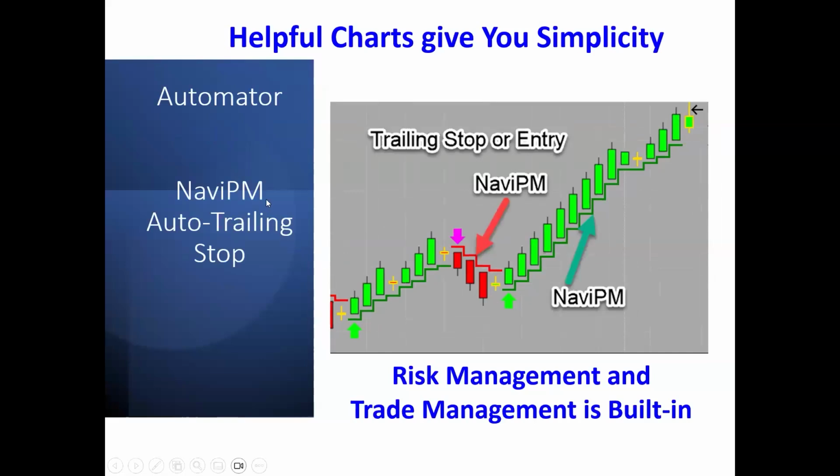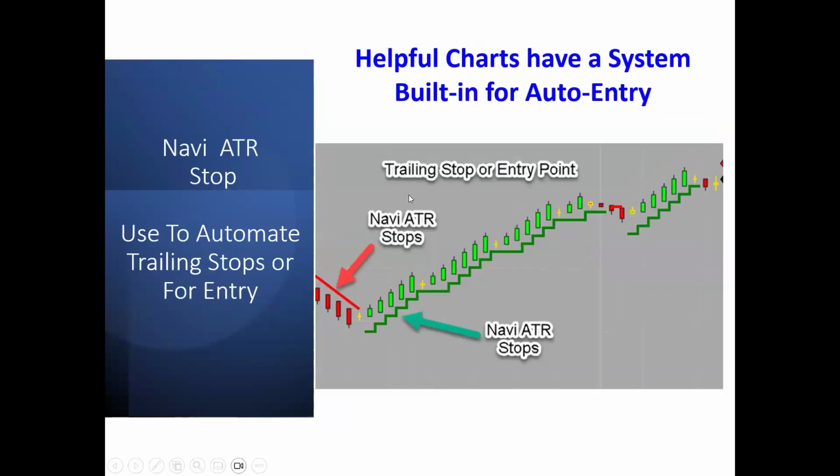All right, so the Navi bars are an indicator. Another indicator we have is the Navi PM indicator. It puts the green line below the green bars and the red line above the red bars. It shows you direction, and also you can use it as a trailing stop. We also have another trailing stop called the Navi ATR stop. We've got some members that prefer this over the Navi PM. They're both very good. They'll both work very similarly.